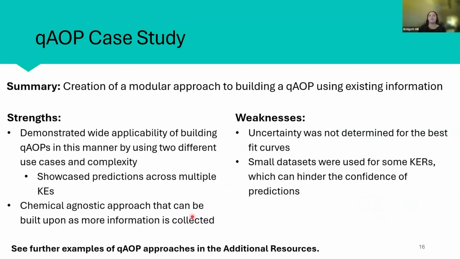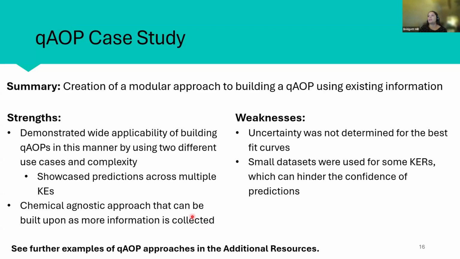So in summary, hopefully you have a better idea of QAOP development and the information that's needed. Here we showed the creation of a modular approach in building QAOPs using existing information. Some of the strengths of this approach was the demonstration of using this in a pretty wide applicability of building QAOPs in this way, creating those puzzle pieces that can be fit together. And this was highlighted based on the two different use cases. And while there's now quantitative data still associated to it, it's still pretty chemical agnostic, in which they can be built upon as more information is collected.